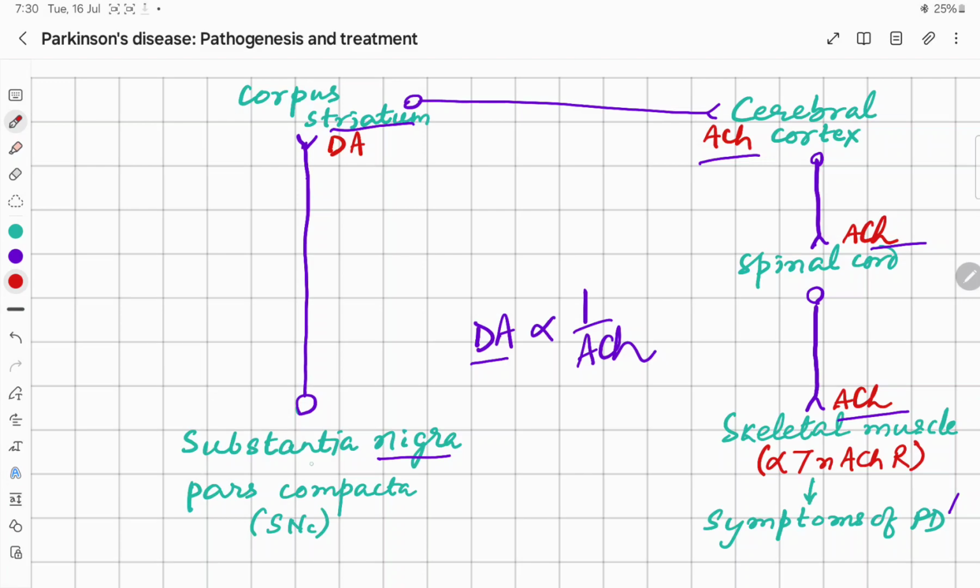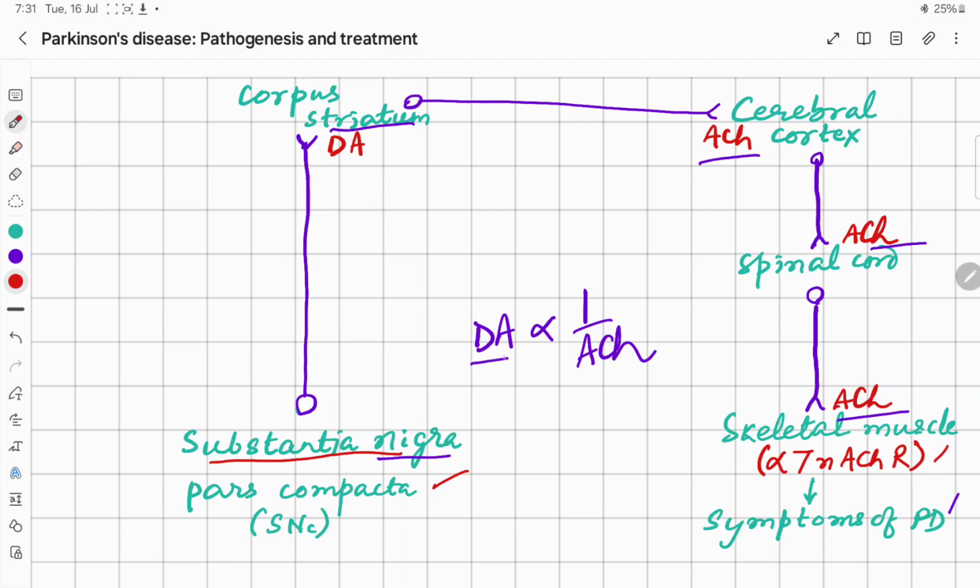The substantia nigra consists of two subregions. One is pars compacta and the other is pars reticulata. From the pars compacta, SNPC or SNC, the dopaminergic neurons are supplied to corpus striatum, then cholinergic neurons are supplied to cerebral cortex, spinal cord and skeletal muscles. In the skeletal muscles there is the nicotinic acetylcholine receptor, alpha 7 nicotinic acetylcholine receptor. All the 5 subunits are alpha 7 in this receptor.